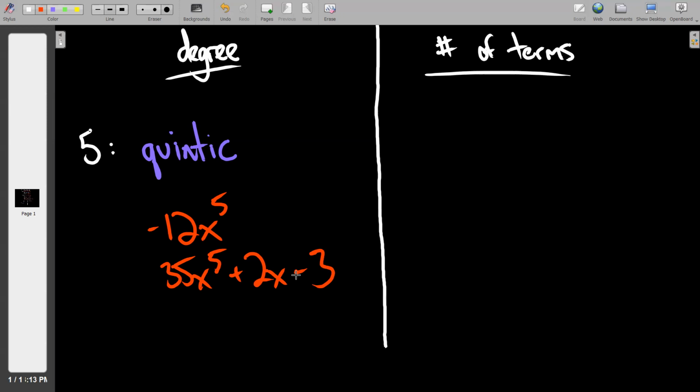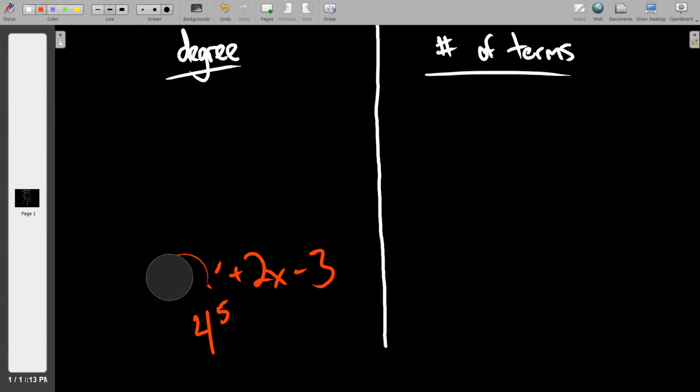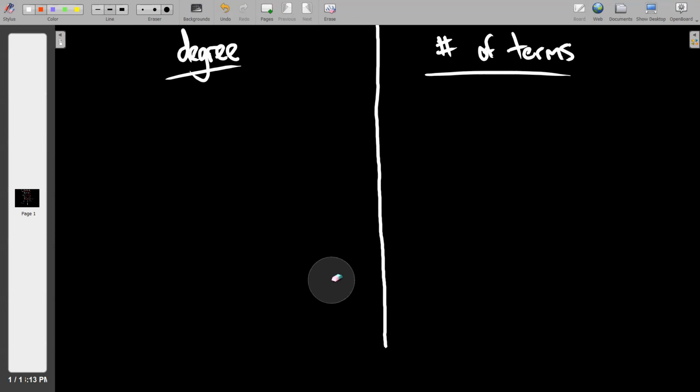And by the way, for the record, if I put this down, is that a quintic, 4 to the fifth? It is not. Why not? Because it's not on a variable. That's just a constant because it's just a number. There are no x's. So after this, we stop using words for this. After 5, we do not use words. There are words: sextic, heptic, octic, nonic, decic, undecic, dodecic, so on and so forth.